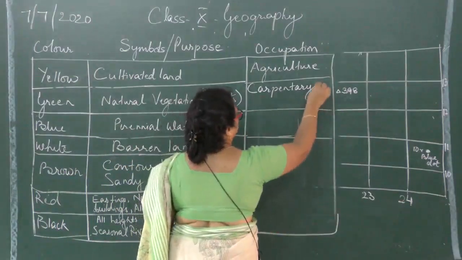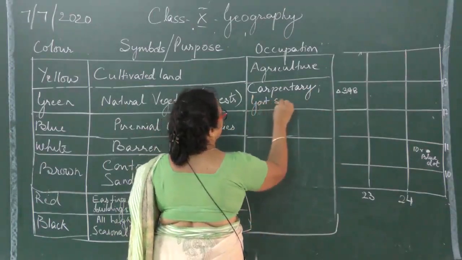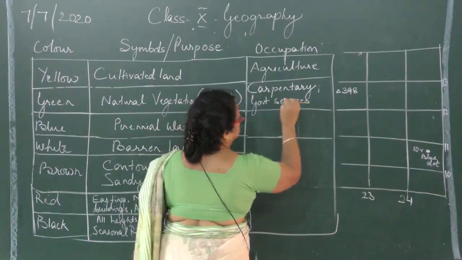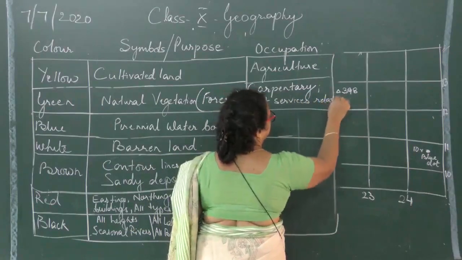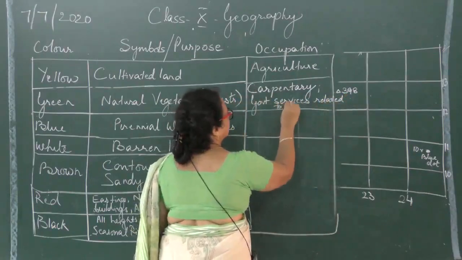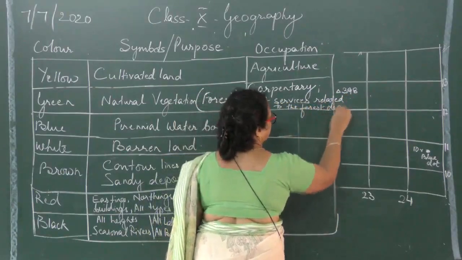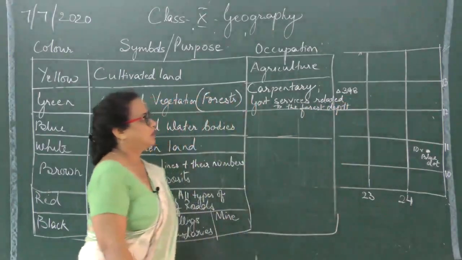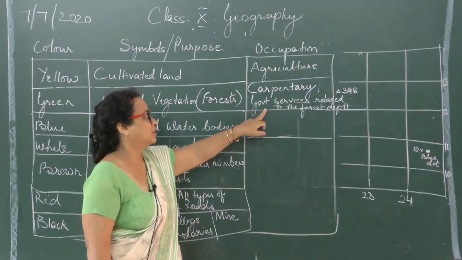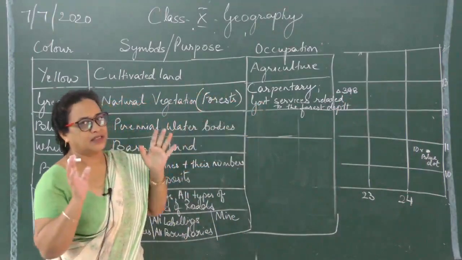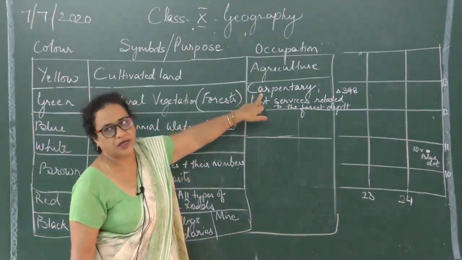And another occupation will be government services related to the forest department. These are high paid jobs, very tough jobs, but very highly paid jobs. So any area of the map is colored green. You are asked the question, what is the main occupation of the people? First choice will be carpentry.